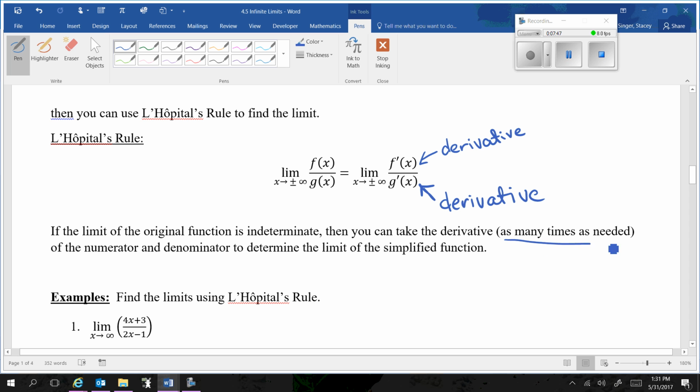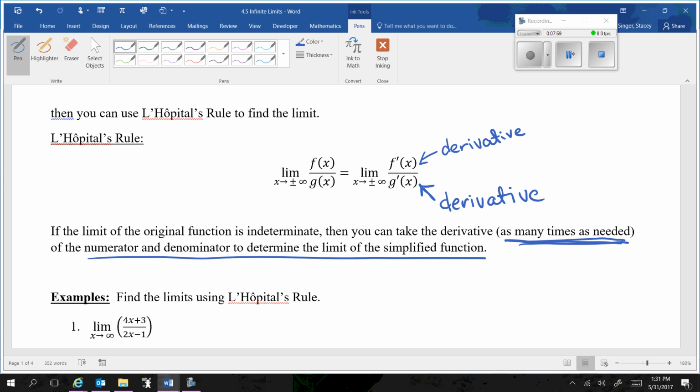And you can do that as many times as needed. So the numerator and denominator are simplified so you can figure out the limit. What that says is if the limit of the original function is indeterminate, meaning you can't figure out the answer, then you can take the derivative as many times as you need to of the numerator and denominator to determine the limit of the simplified fraction.